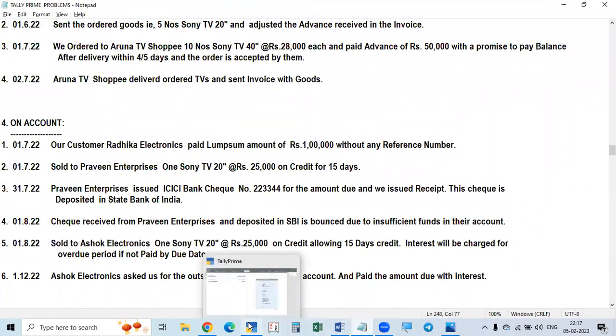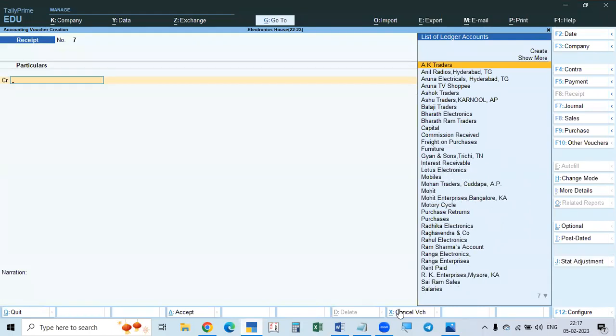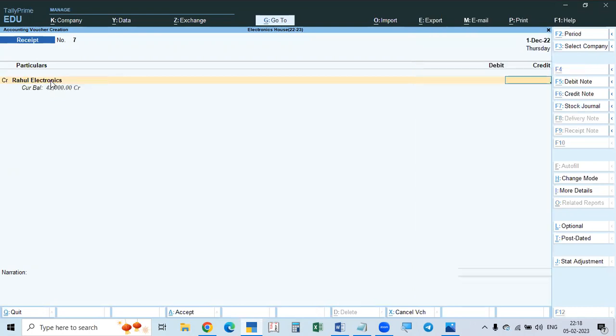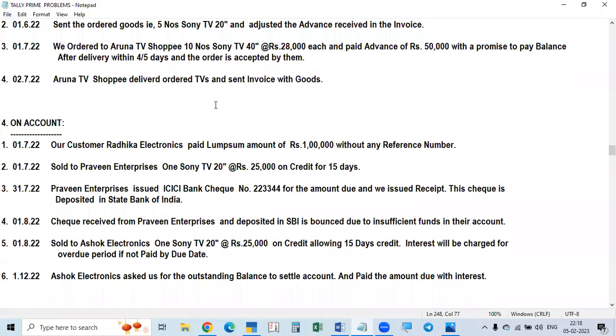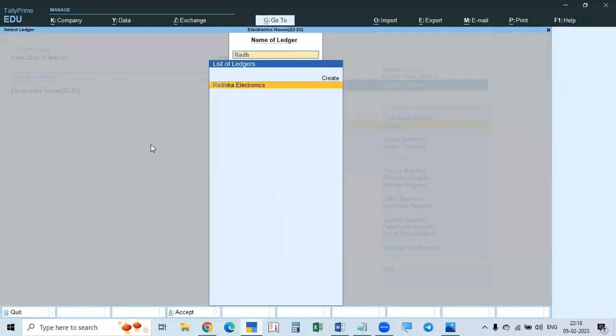First we'll make the entry for the receipt. We'll go to vouchers and take receipt, which is F6. So we're making the receipt. The entry starts with credit: credit means who is receiving from whom, while payment means whom you are paying. Here, Radhika Electronics. How much did you receive? Sorry, the date is 1st July. The date is not changed, 1st July. Radhika Electronics.